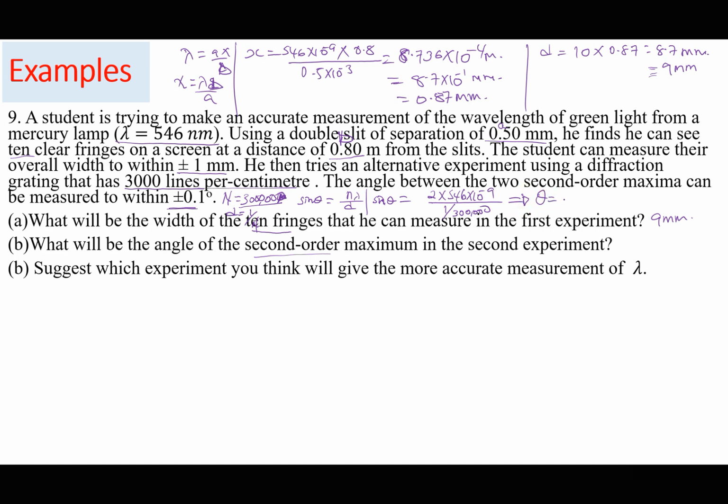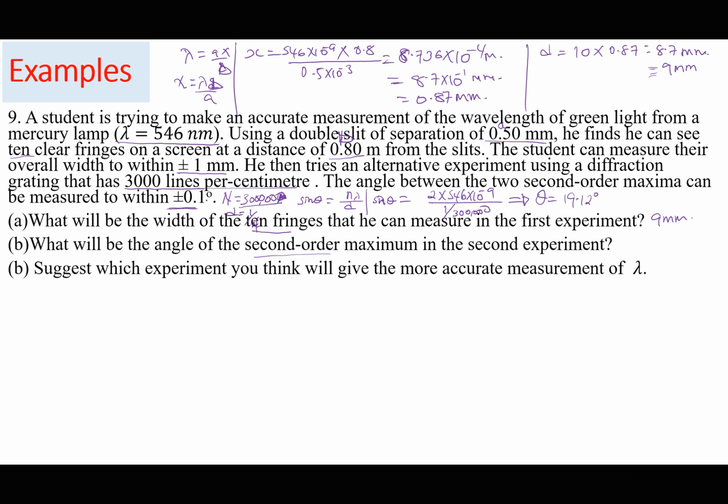So the sine inverse of this is 19. So theta is equal to 19.12 degrees. But they said the angle between the two second-order maxima can be measured to within plus or minus 0.1 degrees.